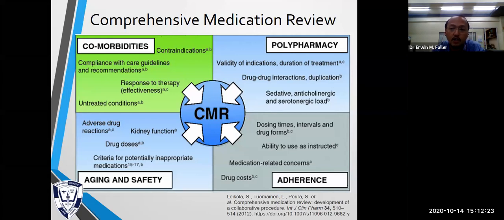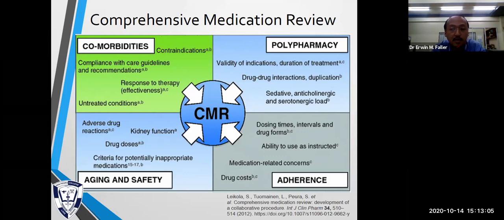In the comprehensive medication review, there are different factors under aging and safety. One of them is adverse drug reactions. Under the aging process, as we all know, physiologically in the body, there may be degradation of physiological function. The kidney and the liver are usually affected by this. We need to adjust the doses because of potential toxicity in the body, especially for geriatric patients. In the adjustment of the dose, it may be an overdose or underdose of a particular drug.